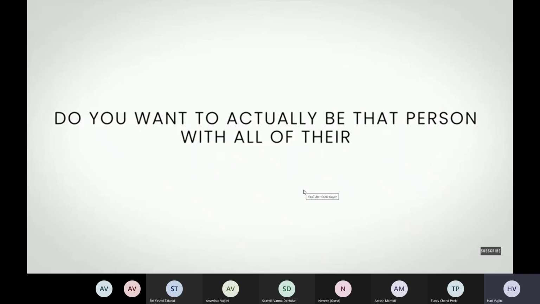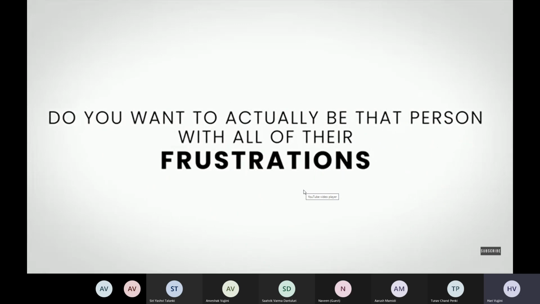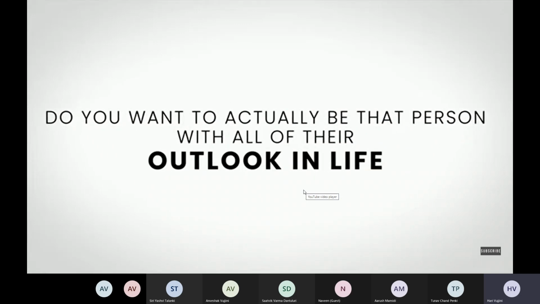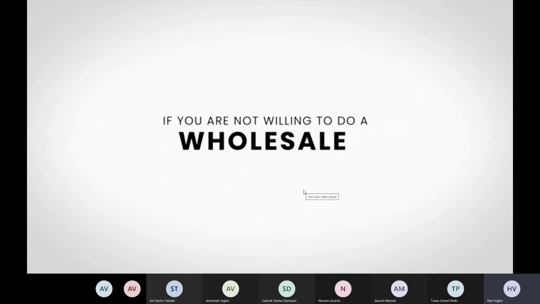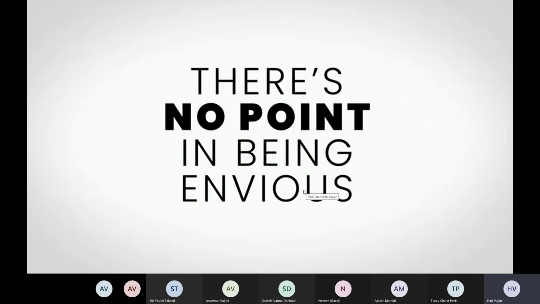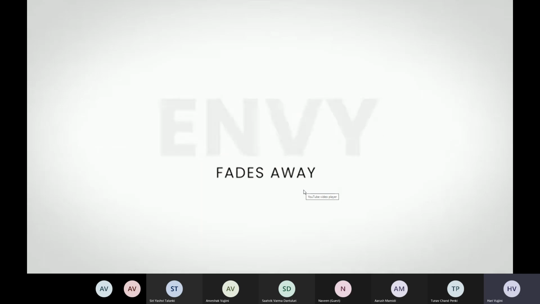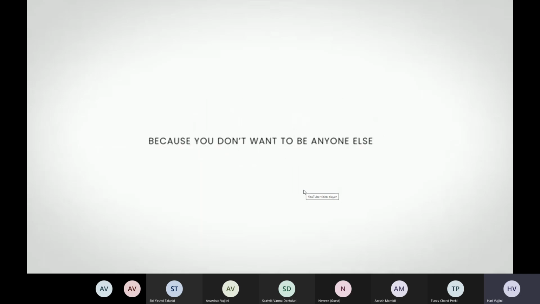Do you want to actually be that person with all of their reactions, their desires, their families, their frustrations, insecurities, and their outlook in life? If you are not willing to do a wholesale 24/7, 100% swap with who that person is, then there's no point in being envious. Once one comes to that realization, envy fades away because you don't want to be anyone else. You can be perfectly happy being who you are.